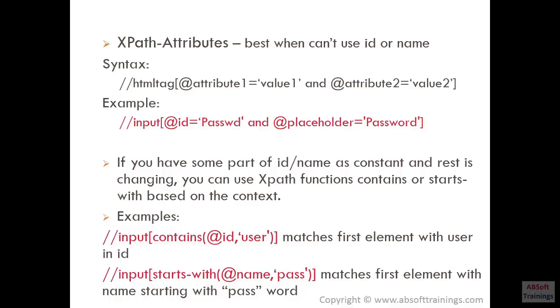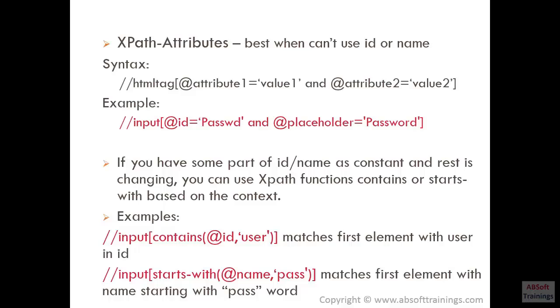There are some special cases. You can use some special XPath functions. They are contains and starts-with. If you have some part of the ID or name as constant and the rest is changing, then you can use the XPath functions contains or starts-with based on your scenarios and your application. You can see the examples here. In the first example, we are looking for an element where the ID contains user. The other parts of the ID may be prefix or postfix. They can be changing, but it always contains the word user. In the second example, we are looking for an element where the name starts with the word pass. After pass, it can be changing or some dynamic words, but it always starts with pass.